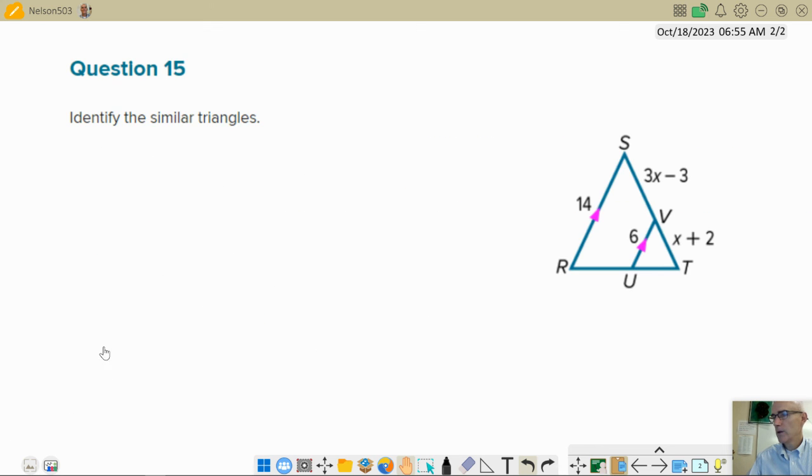Number 15 or whatever the number is in your computer, I guess it might be 15. Oh, it is 15 in the computer, but in the textbook, it's 12. Sorry. Oh, why couldn't they have just numbered them the same way?